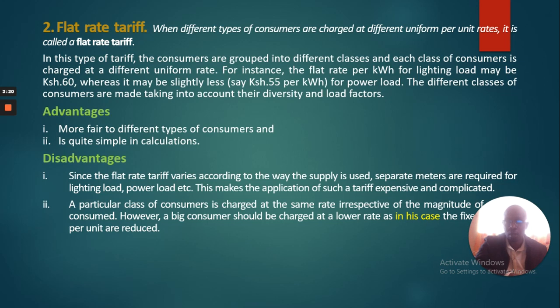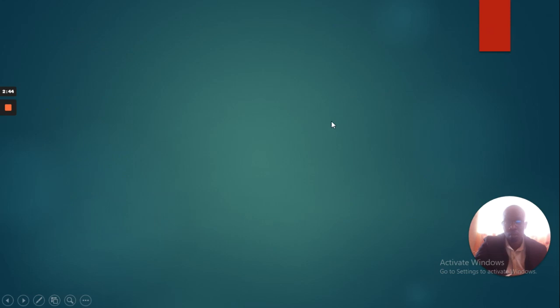The disadvantage for this type of tariff is that since a flat rate tariff varies according to the way the supply is used, separate meters are required for lighting loads, power load, and so on and so forth. So in that case, the tariff is expensive and complicated. The second disadvantage is that a particular class of consumers is charged at the same rate irrespective of the magnitude consumed. So that becomes a disadvantage.